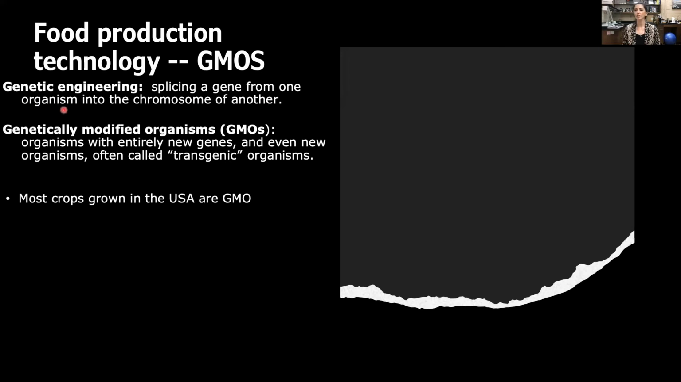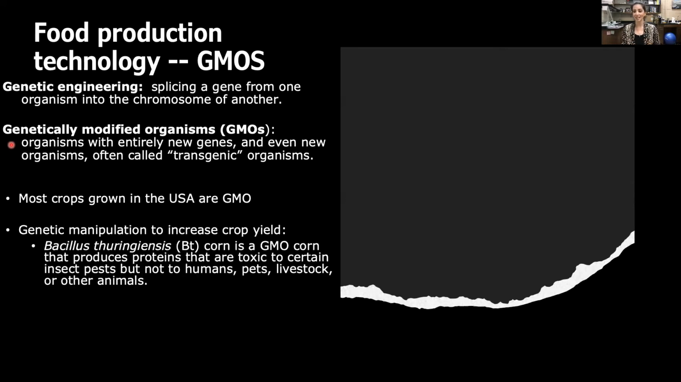So once we do this genetic engineering on an organism, it has been genetically modified, and we call it a GMO. These are organisms with entirely new genes sometimes, and even new organisms altogether. These are often called transgenic organisms. And it may surprise you to learn that most crops grown in the United States are actually GMOs. So we do this genetic manipulation primarily to increase crop yield.